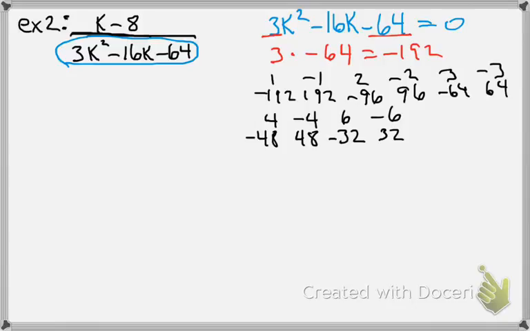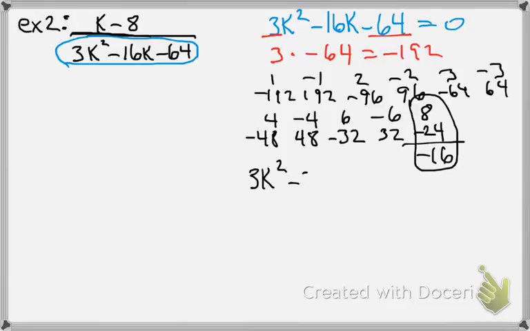What's my other factor? Well, it's divisible by an 8, and you would get a negative 24. And that right there is going to give us the negative 16. So we finally found the factors that we wanted to use. So we're going to rewrite that middle term. So we have a 3k squared minus 24k plus 8k minus 64.